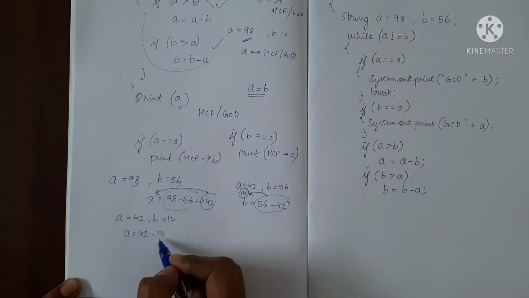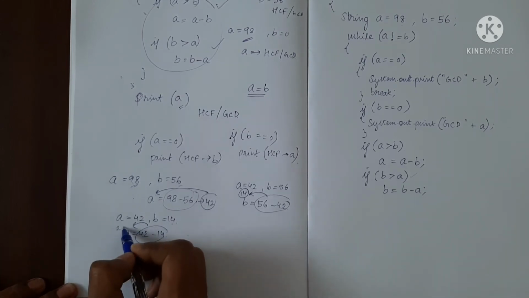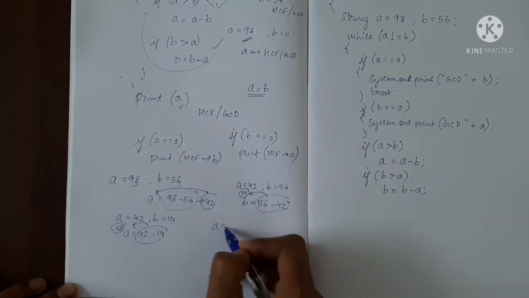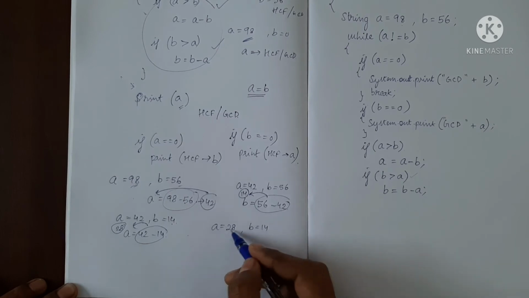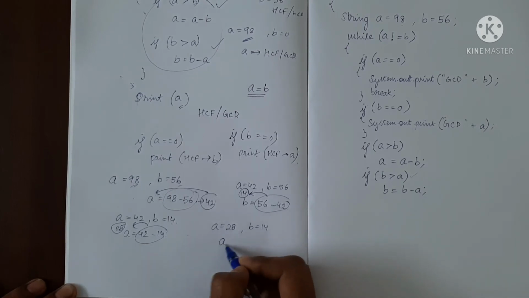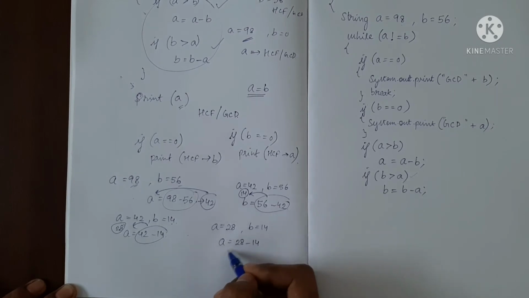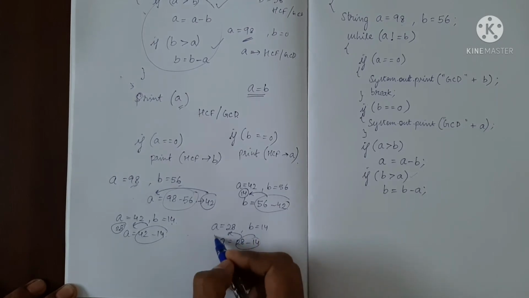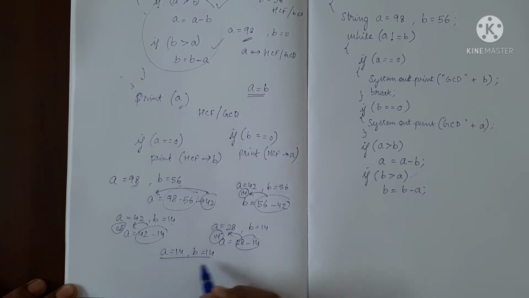So we'll keep on repeating it. So the result will be stored, 28. Our new A is 28. Our B remains 14. Here A is greater again. So A equal to 28 minus 14. Our A becomes 14. So A equal to 14, B equal to 14. So now see, both of them have the same value.